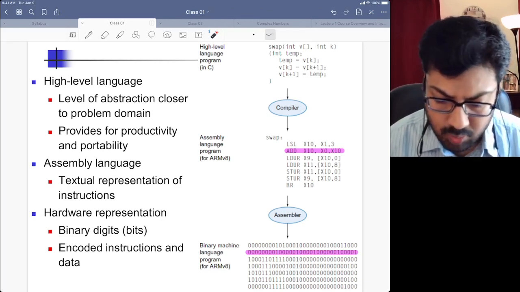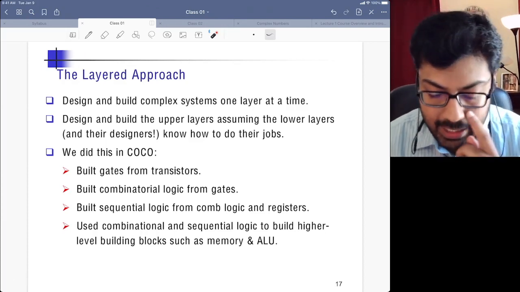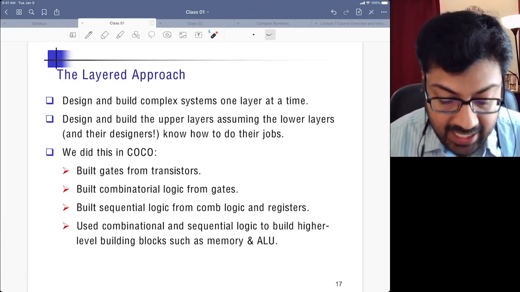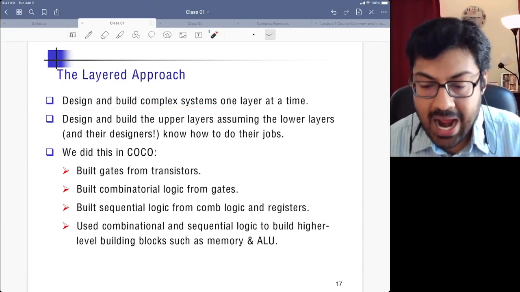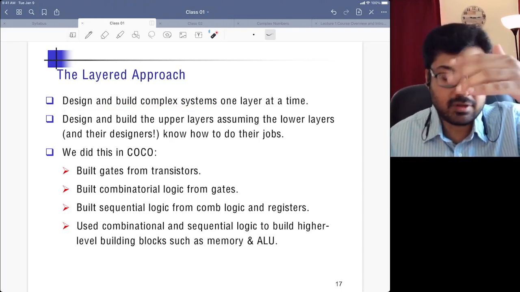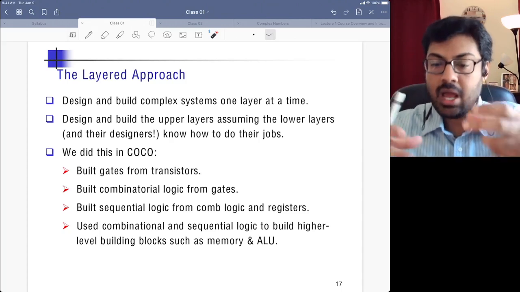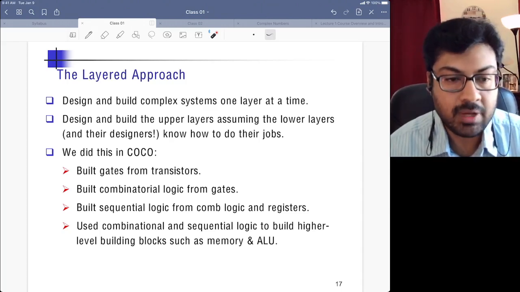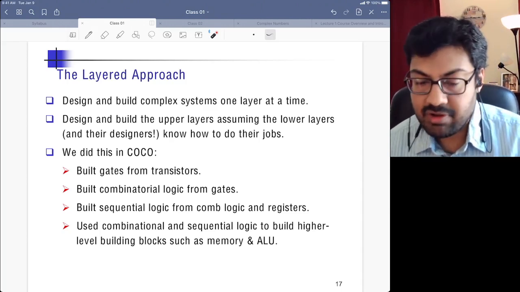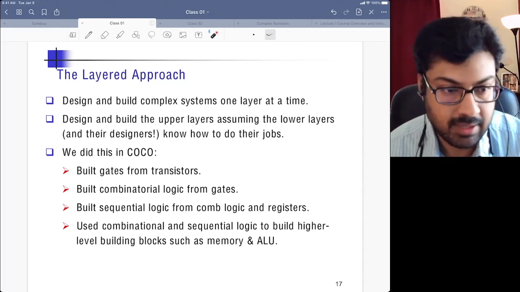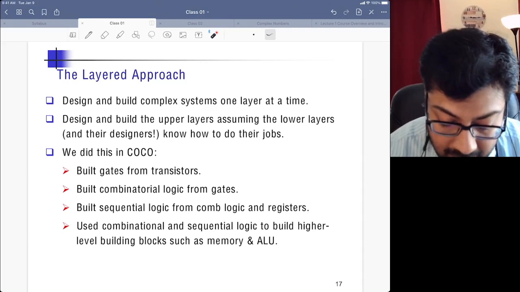All right, let's move on to the layered approach. Like I said, it's all about divide and conquer. The idea is to design and build a complex system one layer at a time. You can't really start at the bottom, right? So you start with the complex system, and then you put layers of abstraction on top of each complex layer underneath, so that you do this divide and conquer and also simplify your design by putting up layers of abstraction above it. So what did we do in Cocoa?